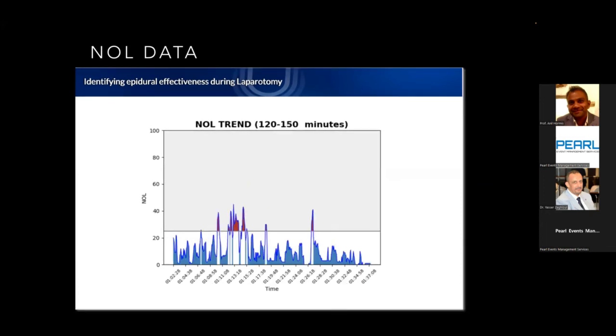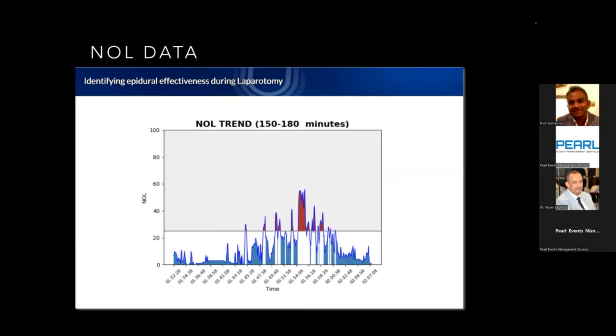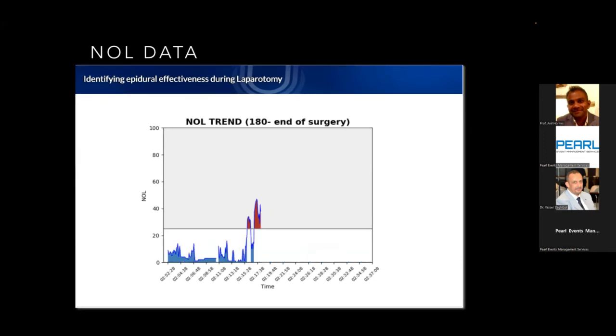spikes during the case, which I feel just represented pressure. And there's a bigger spike towards the end of surgery now where they're closing the abdomen, which I'm convinced is a pressure phenomenon more than anything else. And then we woke her up at the end of the case. Okay, so this case finished at 2:17 in the morning.